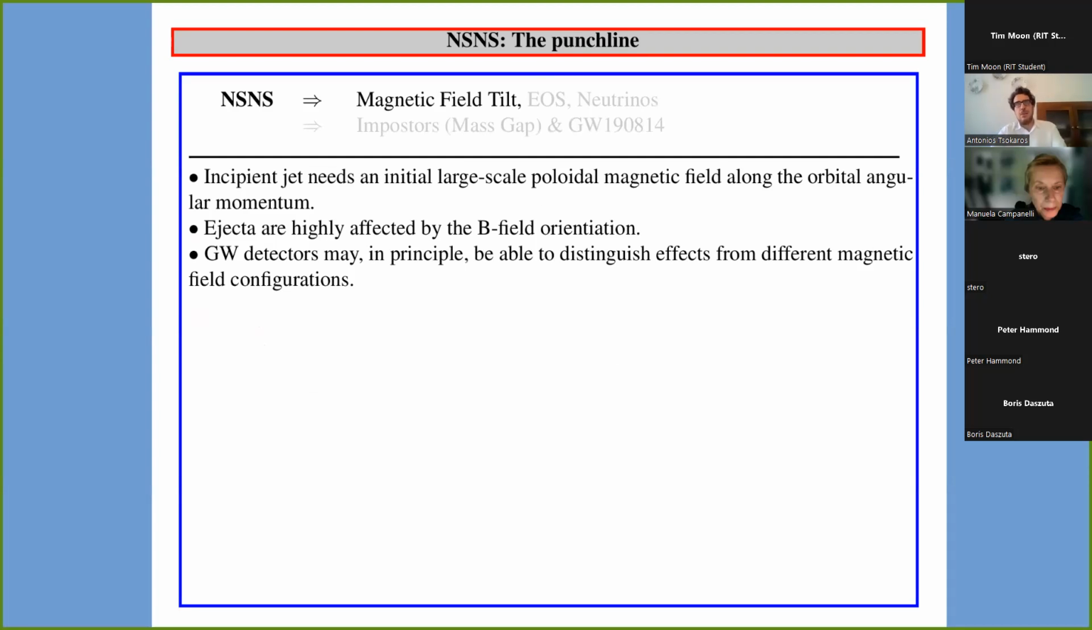Before I get into the details, I want to give you the punchline so that we can set up the discussion. First of all, with respect to the magnetic field tilt, the simulations that we have done showed three important points. First, the incipient jet needs a large-scale poloidal magnetic field along the orbital angular momentum in order to appear. Second, the ejecta are highly affected by the orientation of the magnetic field. And third, although gravitational wave detectors may in principle distinguish effects from different magnetic field configurations, in practice that will be difficult.